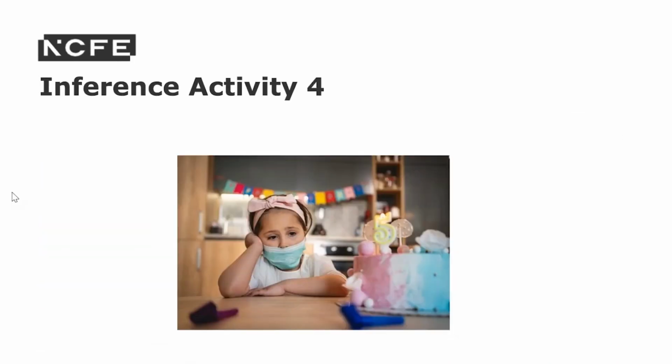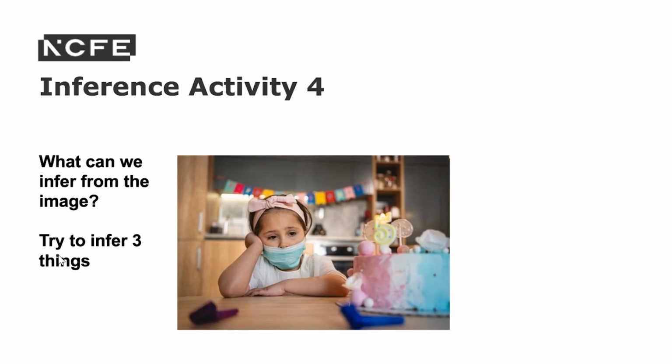Here we have another activity. So identifying implicit and inferred meaning in text is a reading skill that sometimes people find difficult to grasp. So one way to do this is to use images and look at them to try to infer what you think might be happening. So I'll give you a few moments to have a look at this question and see if you can answer. So what can we infer from the image? Try to infer 3 things. Again, you may wish to pause the video.